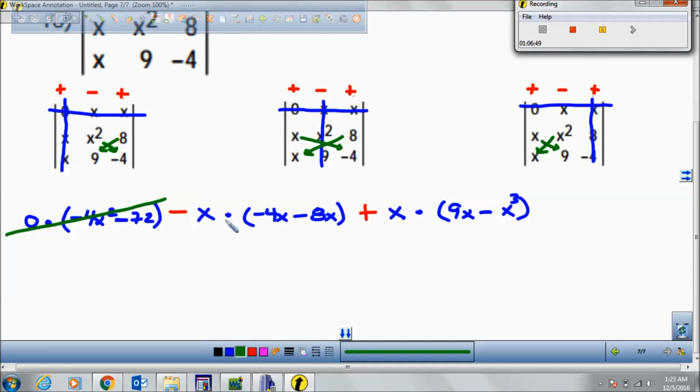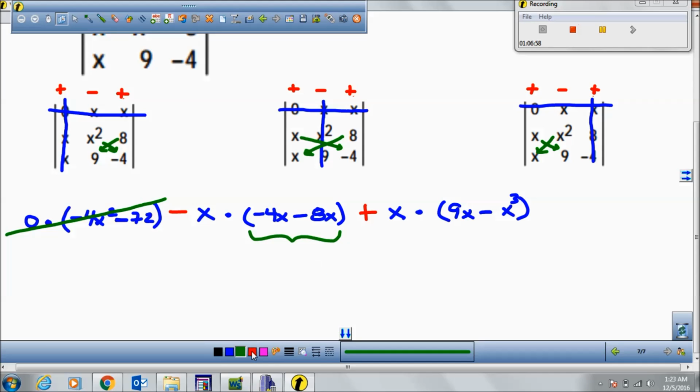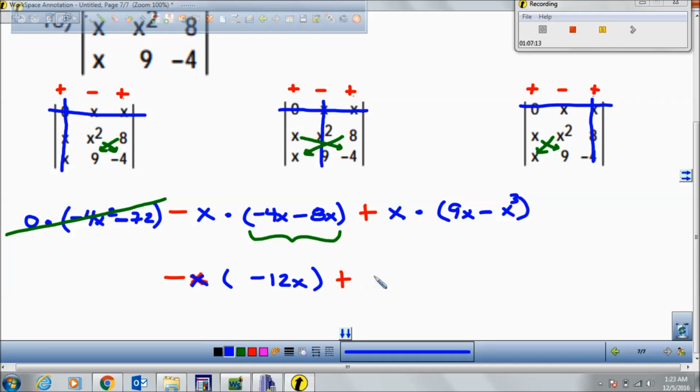Then you're going to be doing negative x here. And you know what? I just saw that this 2 can be simplified. So I'm going to bring down negative x. And then we can combine these two in the middle. Negative 4x minus 8x, negative 12x, plus over here 9x minus x to the third, they cannot be combined.